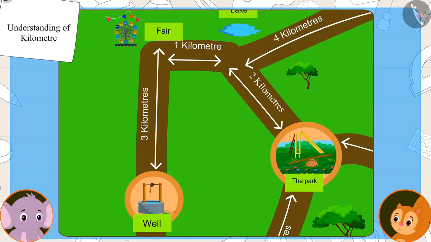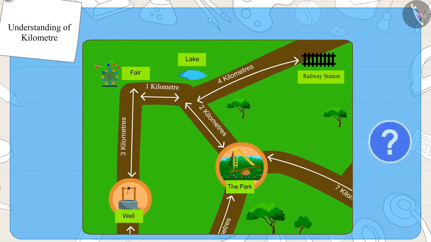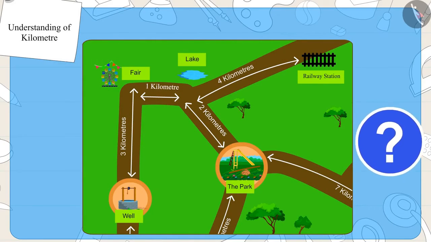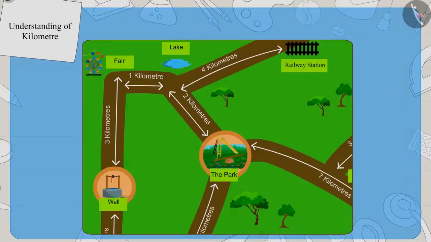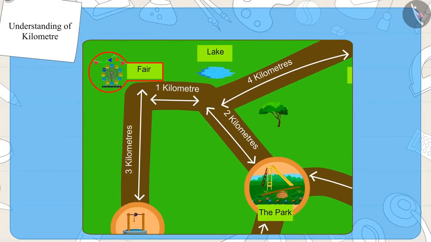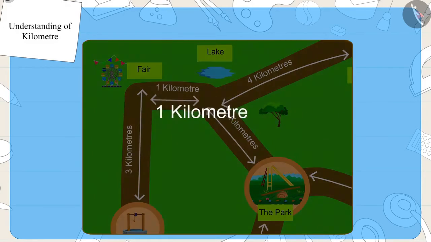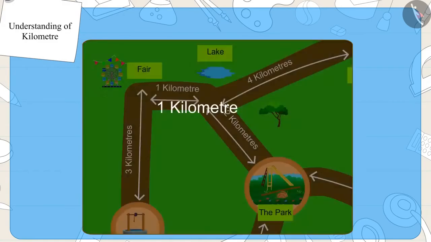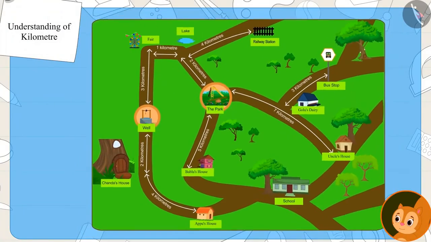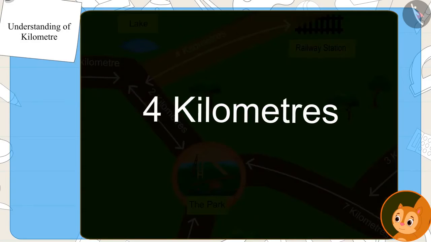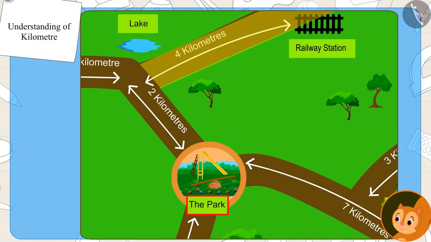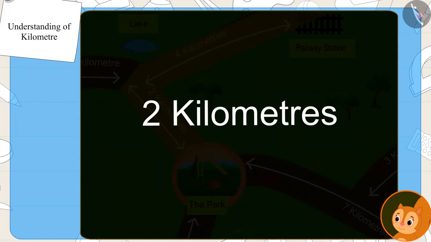Appu said to Chanda. Kids, can you see this map and tell how many kilometers away from the fair is the lake? Absolutely right. The distance from the fair to the lake is 1 kilometer. Now Chanda saw on the map that the distance from the lake to the railway station is 4 kilometers and that of the park from the lake is 2 kilometers.